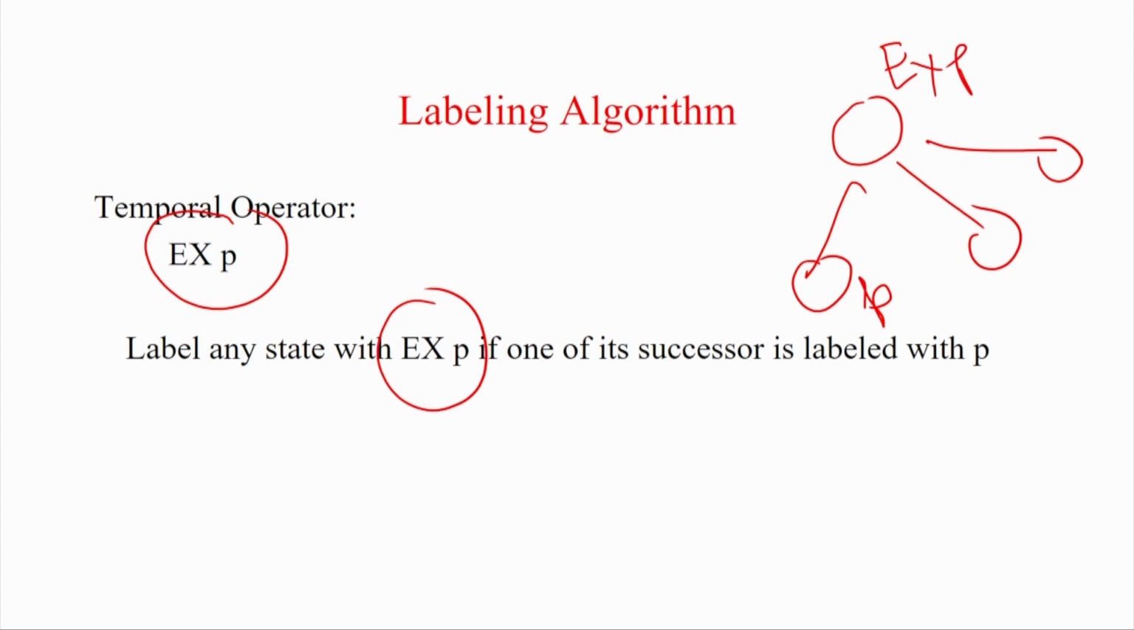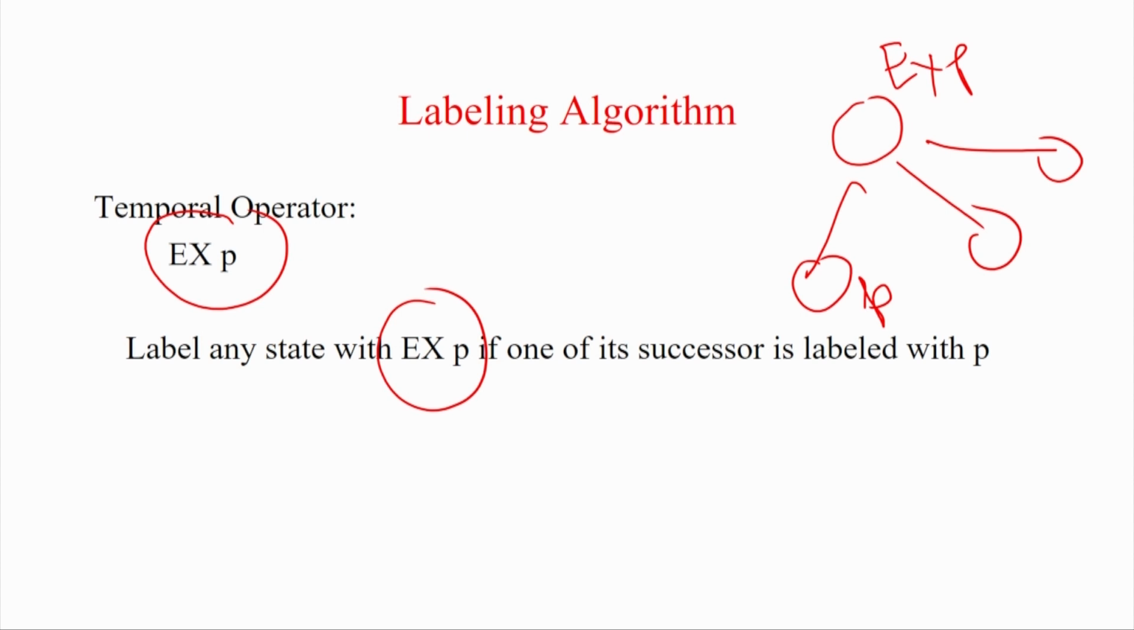That means the model is there, and you have to traverse the entire graph. Basically, if you find that there is any state where P is true, you have to mark its predecessor state as EXP, and keep doing it until there is no more change. In fact, you have to traverse the entire graph.